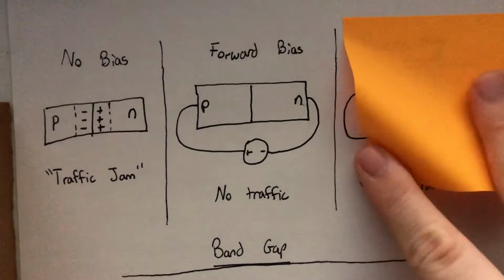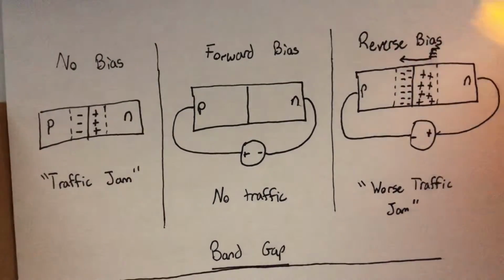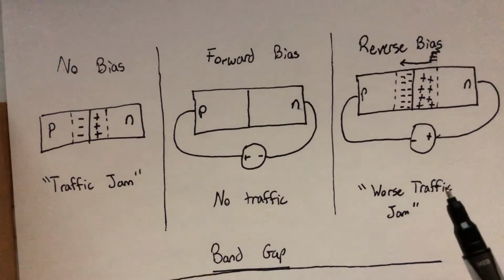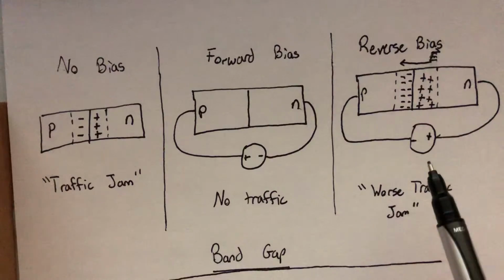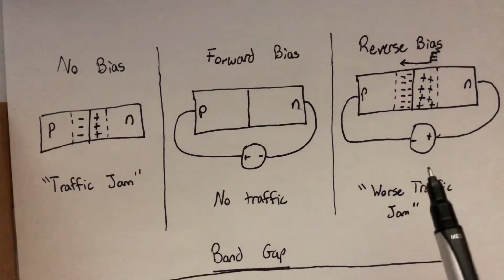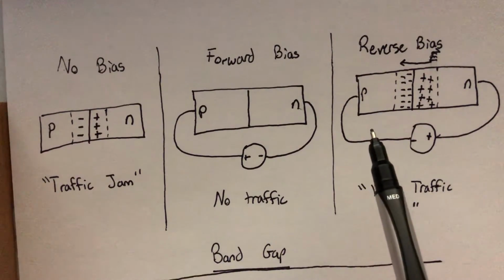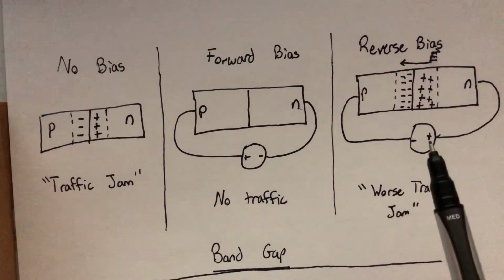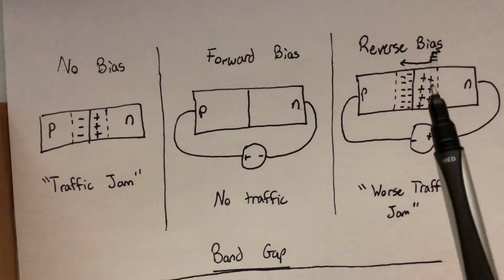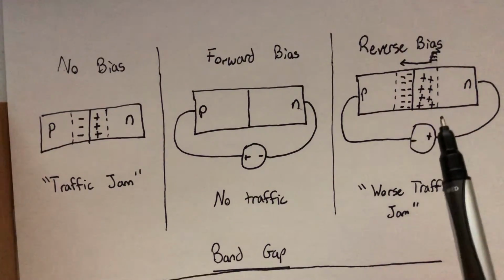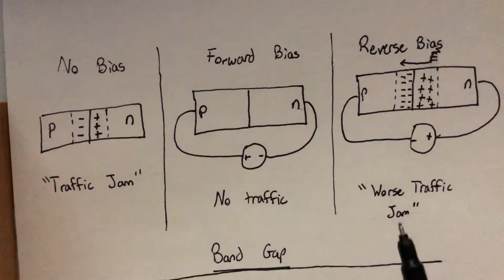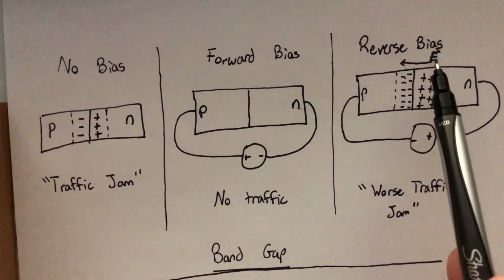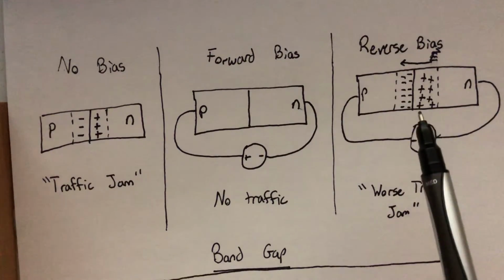And the last bias is called reverse bias. And this essentially makes things a whole lot worse because you flip the voltage source, and now you have electrons going into the hole region and getting piled up in the middle here, and you have holes going into the electron region and getting piled up in the depletion region area. And it's essentially a worse traffic jam. Nothing's happening. All you're doing is making this E field stronger, and you have a defined voltage.